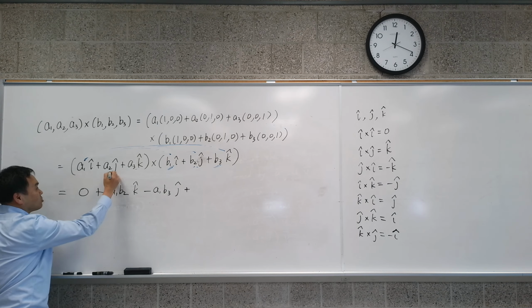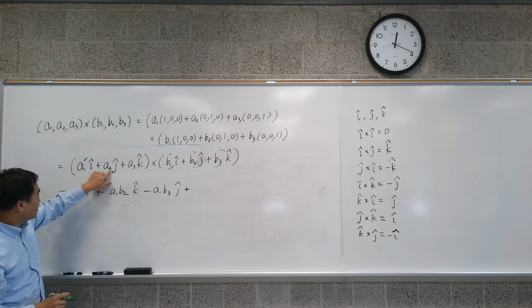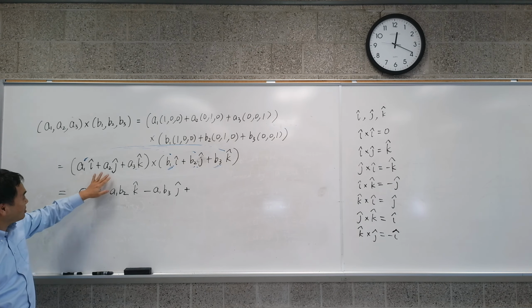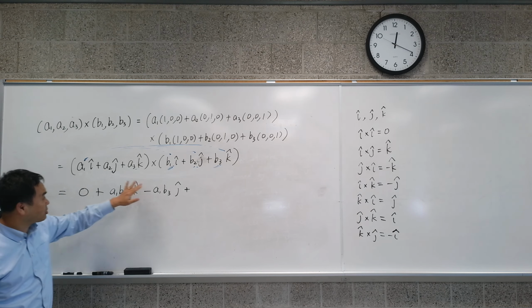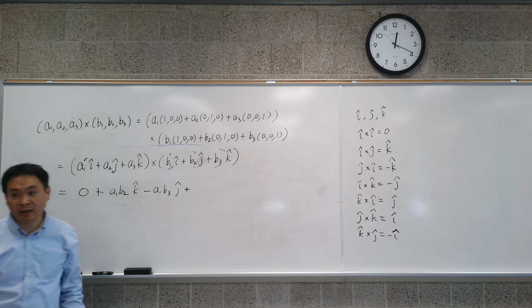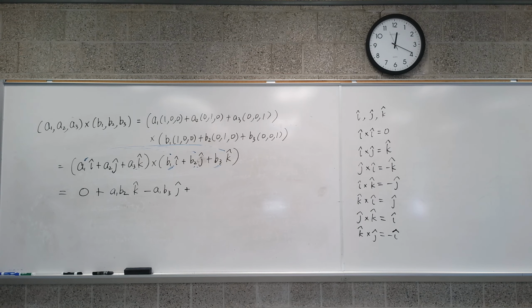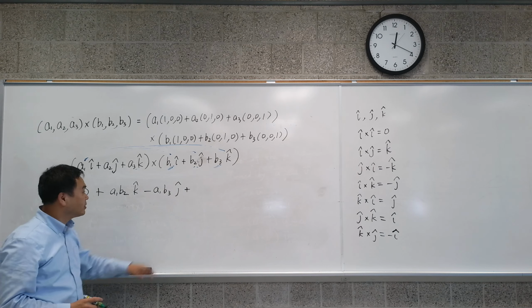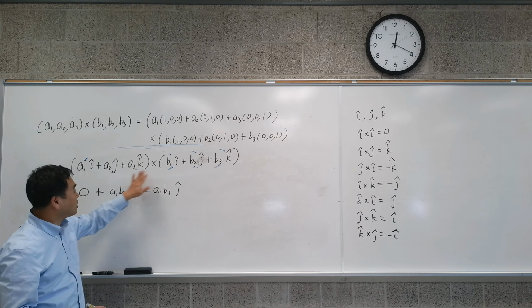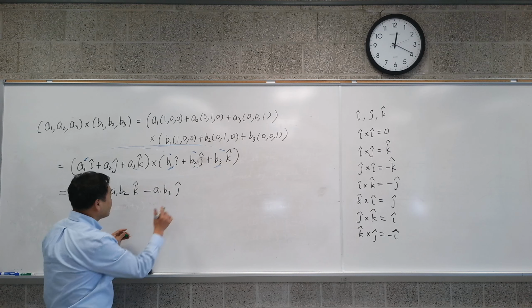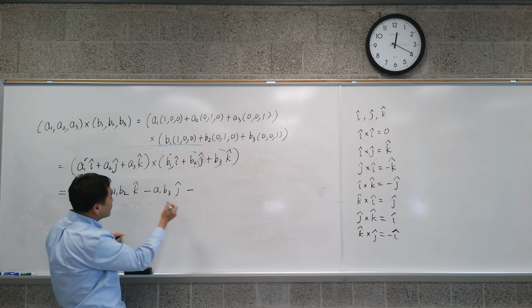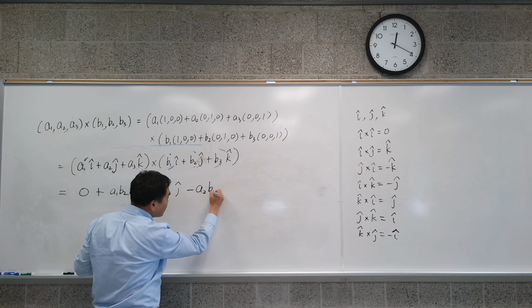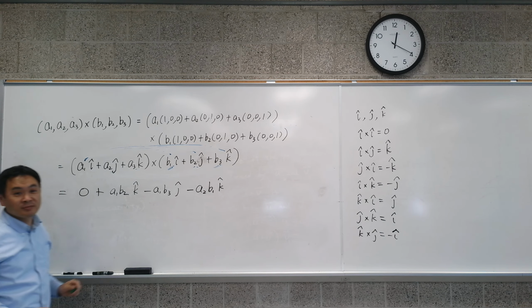Okay, so just to make sure that you guys are understanding what's going on, try to write down what you get if you do A2J cross B1I. Think about it. What would you get? Okay, what do you get? A2J, B1I. So what do I write? Negative A2, B1, K. Get it?